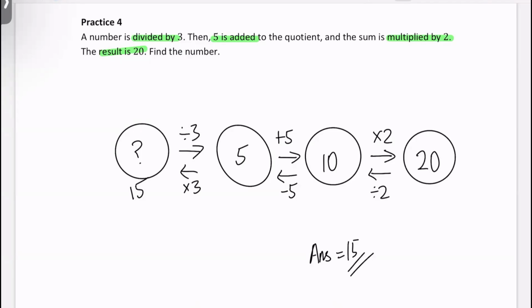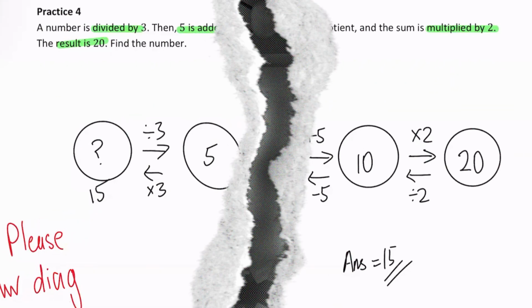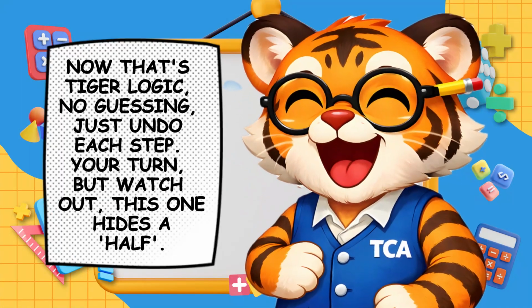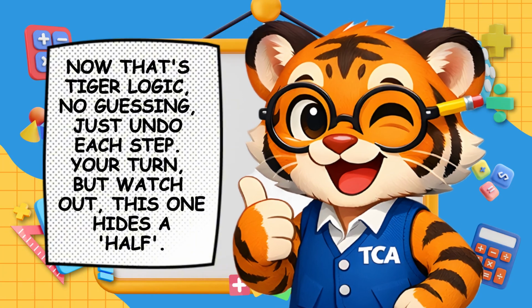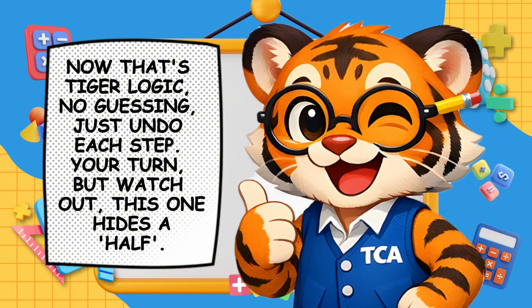Okay, don't need me to remind you all again, right? Please draw diagram. Now that's tiger logic. No guessing, just undo each step. Your turn, but watch out, this one hides a half.